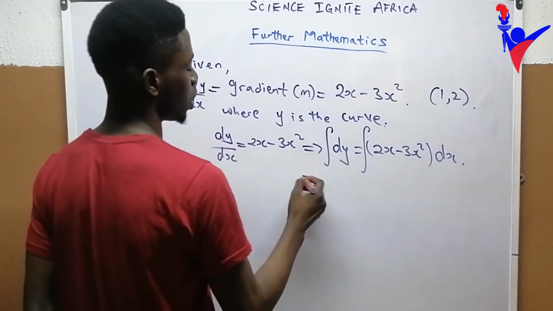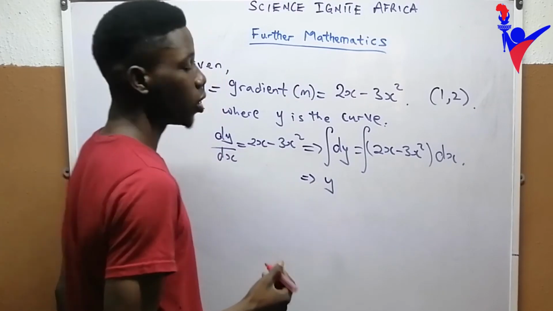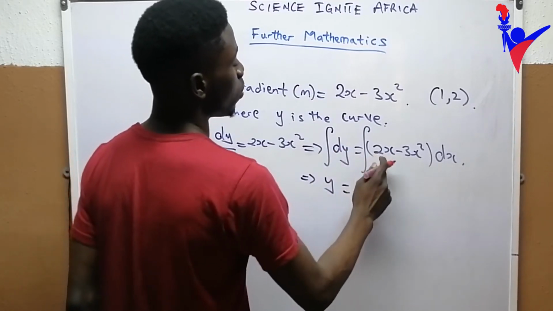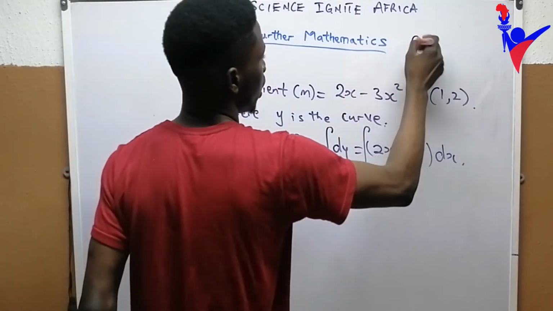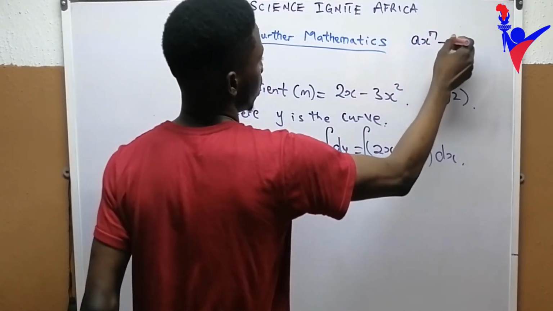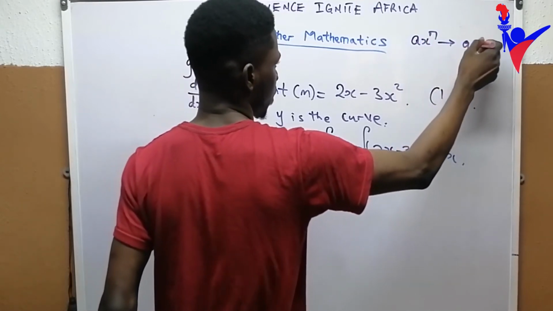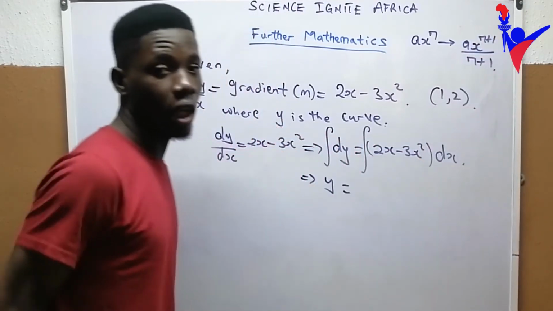If you integrate dy, you definitely get y. So we are getting our curve already. If you integrate dy, you have y equals. When we integrate this, the general rule for integration is that if you have ax raised to the power n, the integral of this will be ax raised to the power n plus 1 over n plus 1. So that's how we integrate.